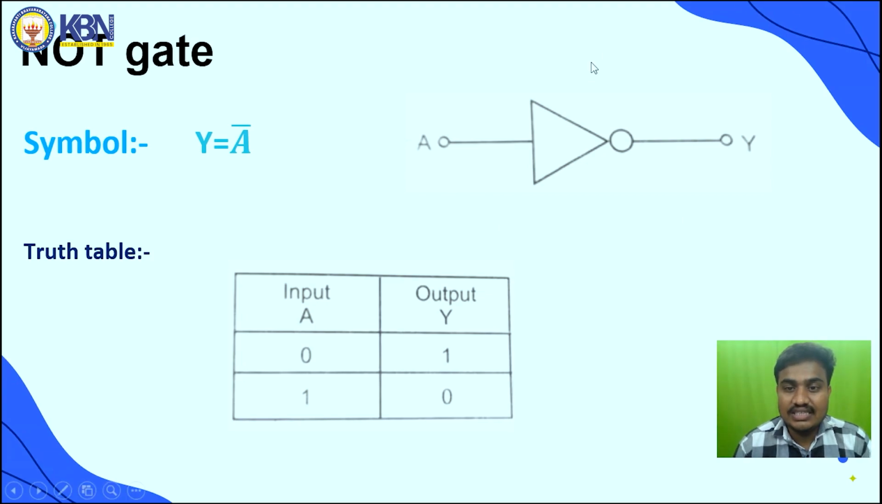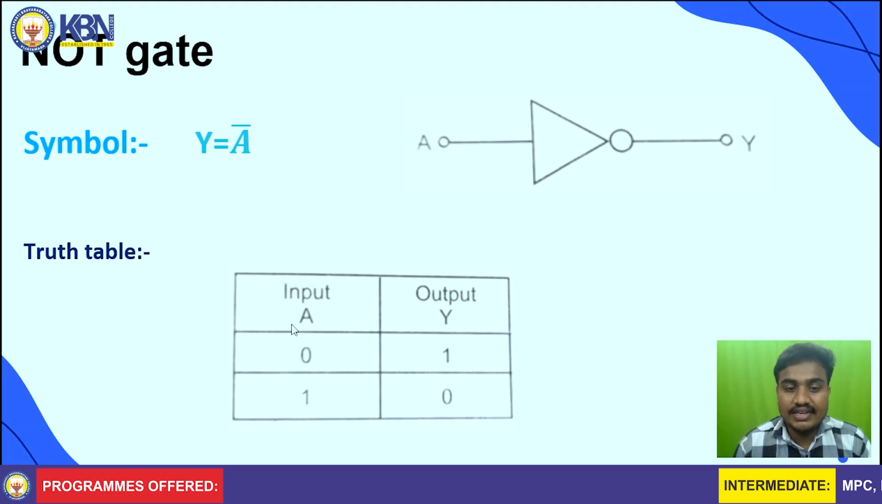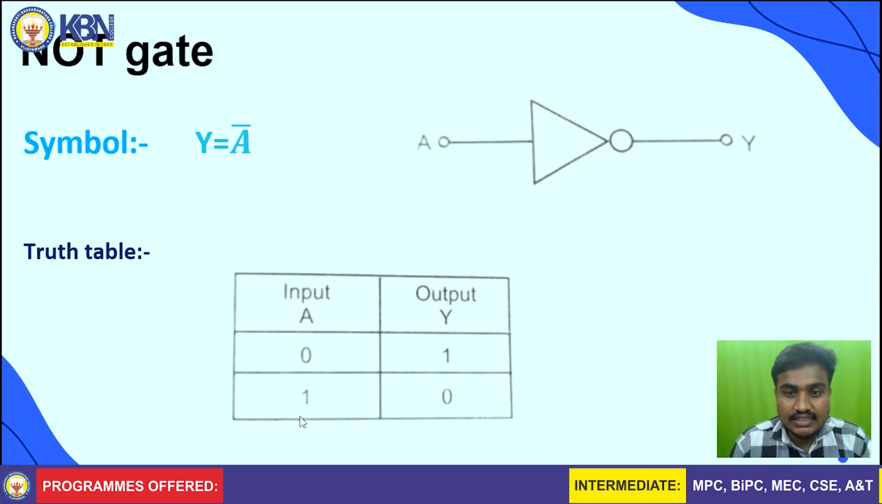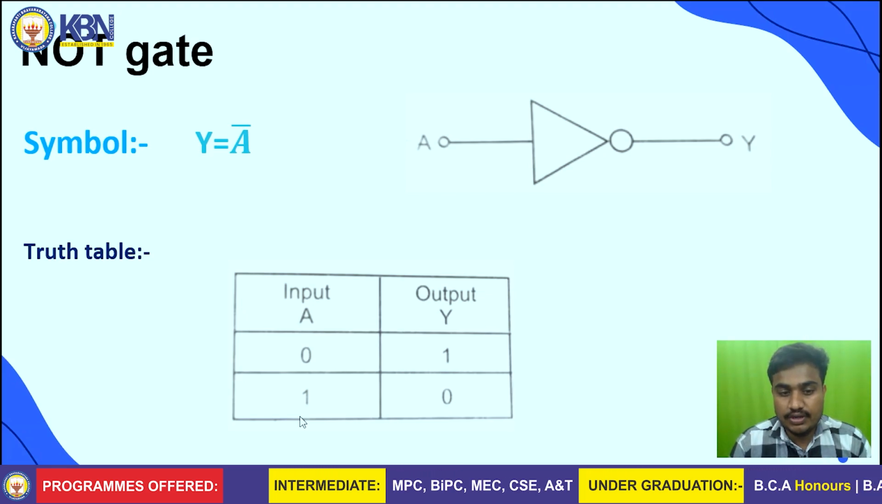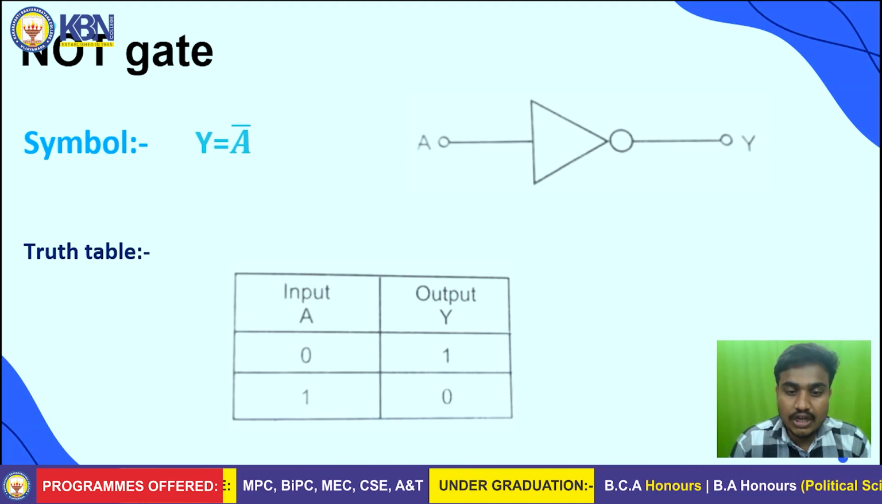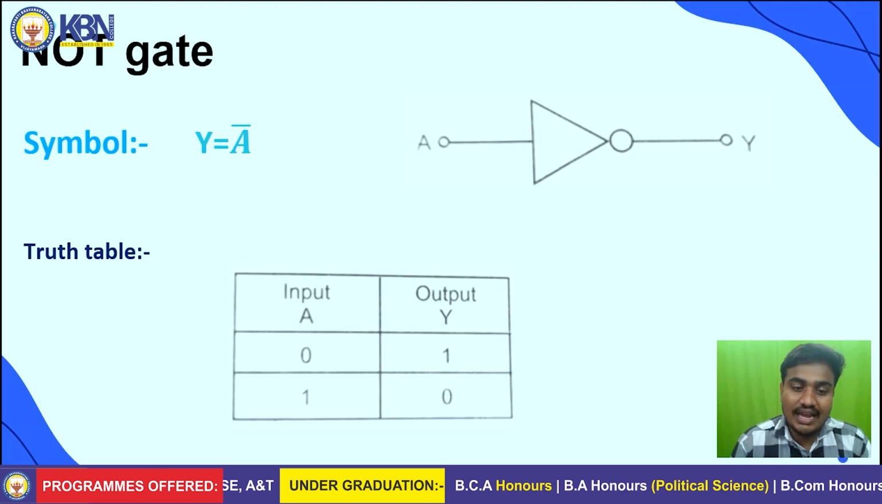Here, this is the symbol to represent the NOT gate. This is the truth table. The NOT gate will have only one input and one output. When the input is low, the output is high. When the input is high, the output is low.